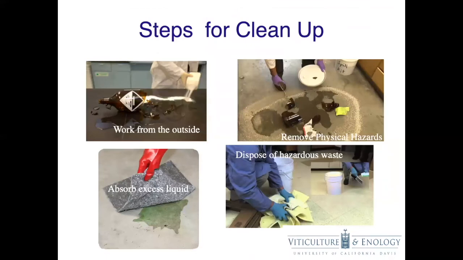Here are some steps for cleaning up chemical spills. Work from the outside in. Start containing the spill with a barrier of absorbent material to prevent further spread. Remove any physical hazards such as glass with tongs and place in a hard-walled container. Absorb any excess liquid using paper towels or other absorbent material. Double bag in plastic bags or single hard-walled plastic containers and dispose of as hazardous waste.